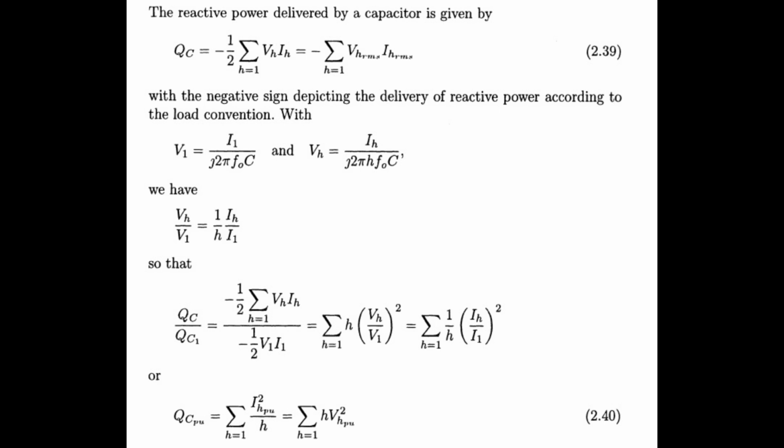So QC by QC1, the ratio of the reactive powers QC and QC1, is equal to summation of h into VH by V1 bracket squared, that is equal to summation of 1 by h IH by I1 bracket squared. So here the equation of the reactive power is written in terms of the voltage ratio and in terms of the current ratio.